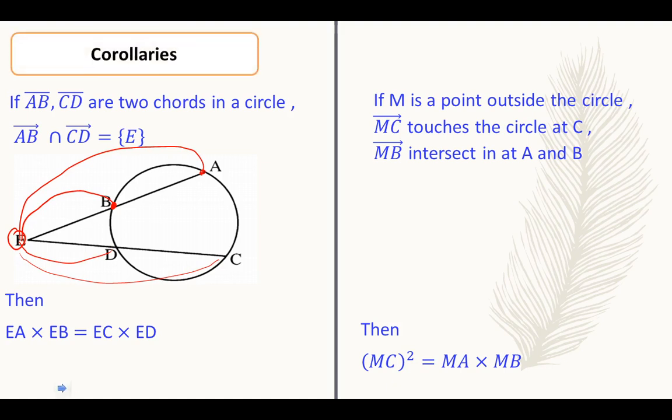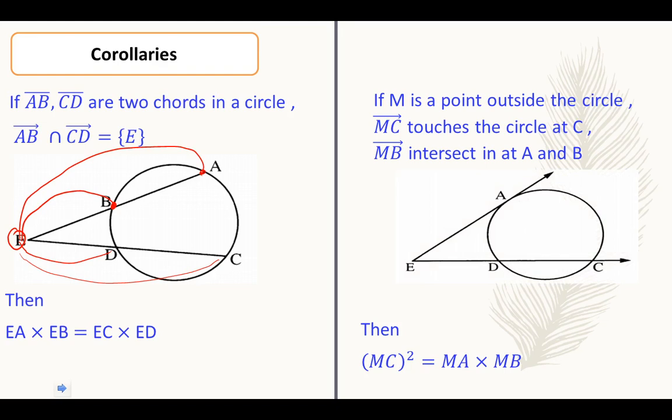And the last case: if M is a point outside the circle and MC touches the circle at C, MB intersects the circle at A and B. Here the letters are different; I will fix it. Here M is a point outside the circle, so this point is M. MC touches the circle, which means that MC is a tangent.